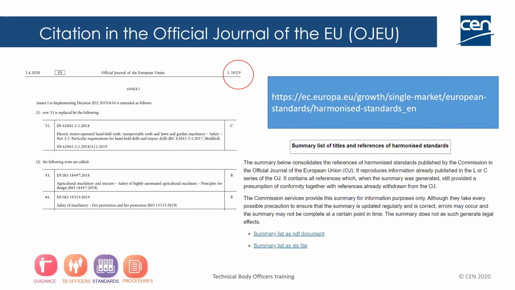At the end of the day, the presumption of conformity, as I said, will be achieved when the standards are listed in the official journal. In the past, it's important to note, the Commission was publishing regularly in the C series of the official journal, which is more communication series of the official journal. They were publishing integral list of updated full list of the harmonized standard supporting a specific directive. Now it changed really very deeply.